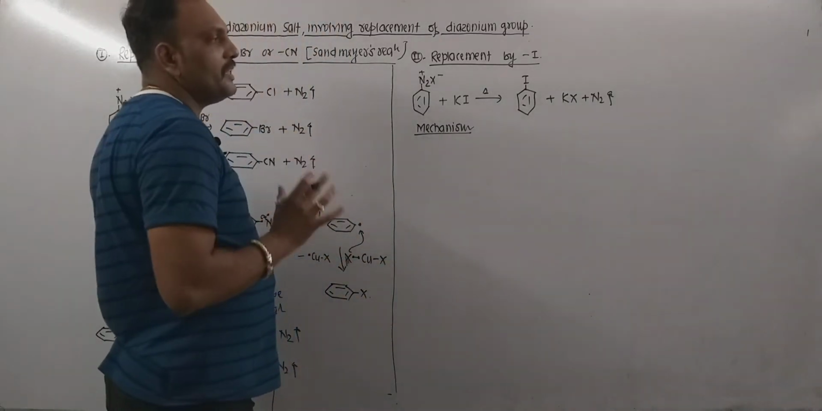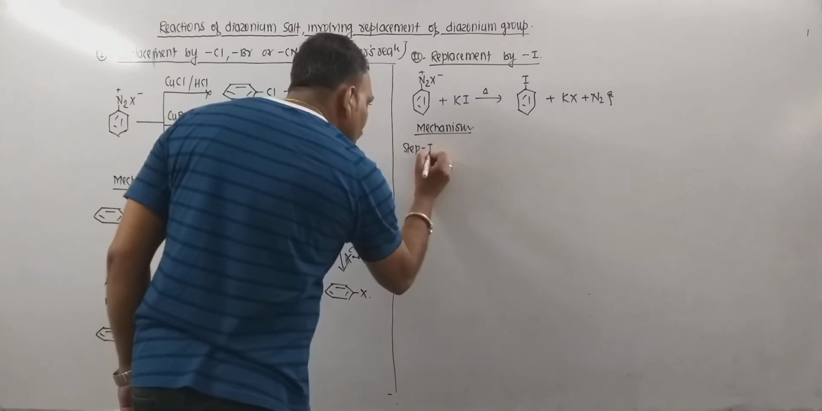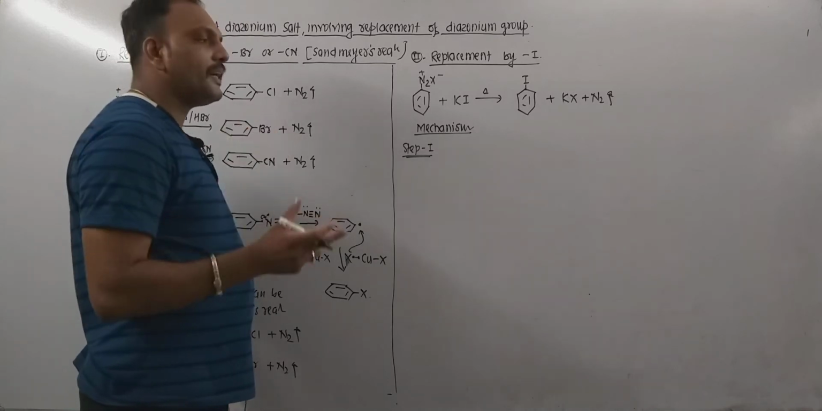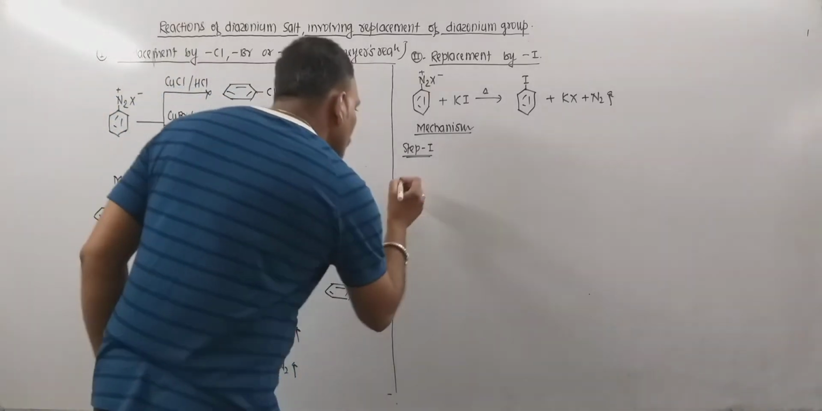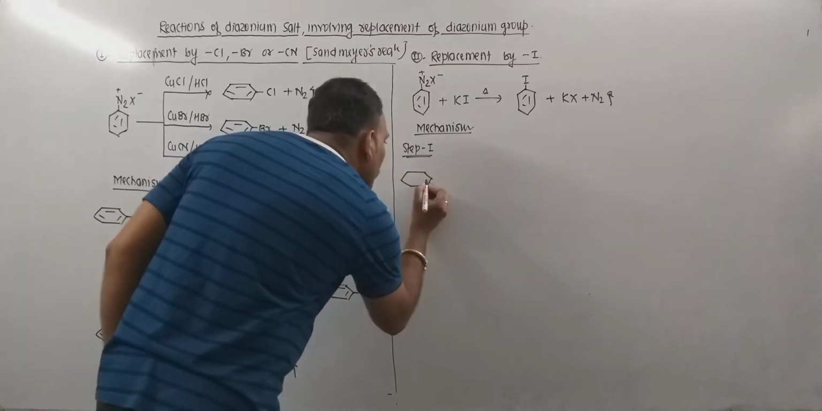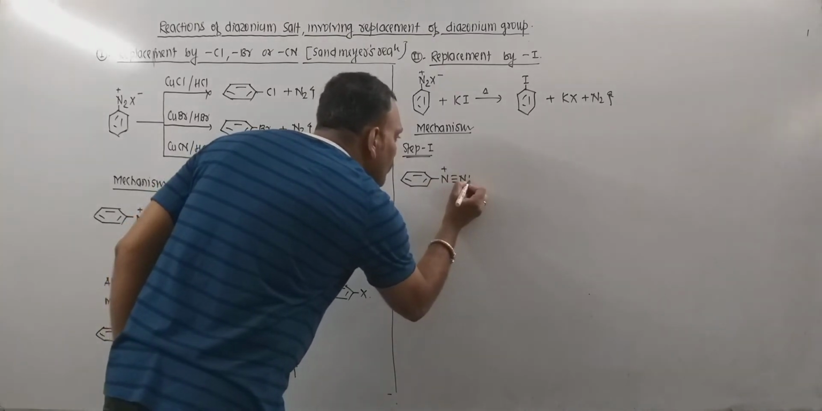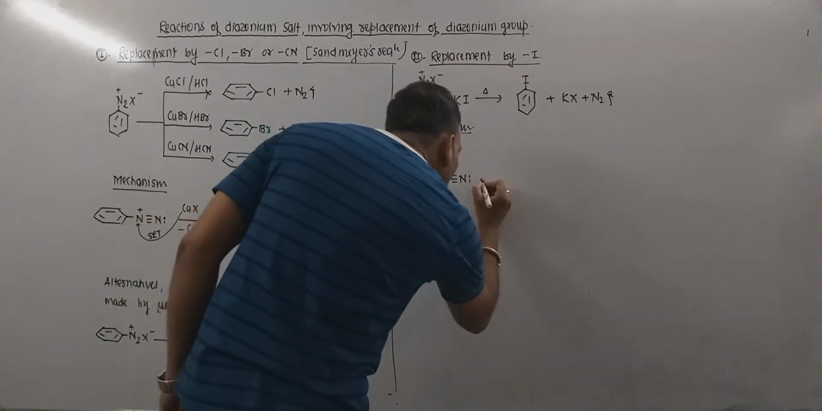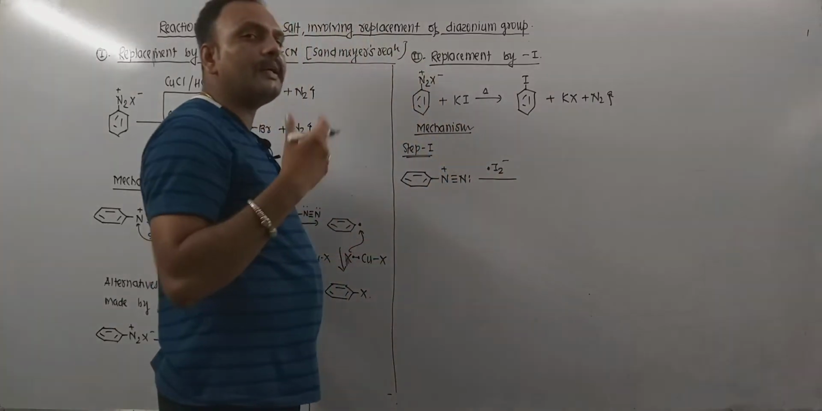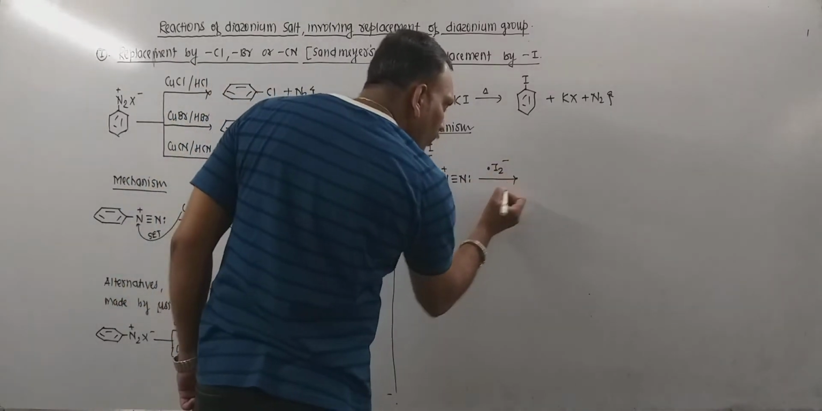The mechanism of this reaction can be expressed in three distinct steps. Let's see step number 1. The very first step involves single electron transfer. So what happens exactly? Our diazonium ion can be given as, so this is the diazonium ion, and to this diazonium ion the polyhalide, when it loses an iodine free radical, this species gets formed.